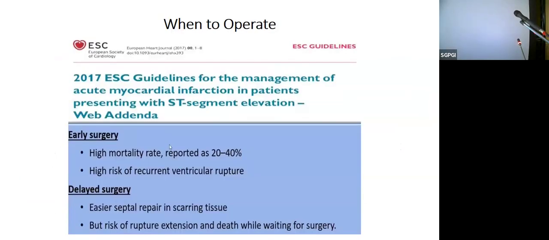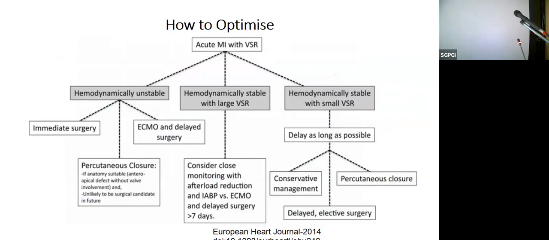For this rim to fibrose and become strengthened takes time, and any fibrosis takes 3 to 4 weeks. So that's why this flowchart is put down and divided into 3.